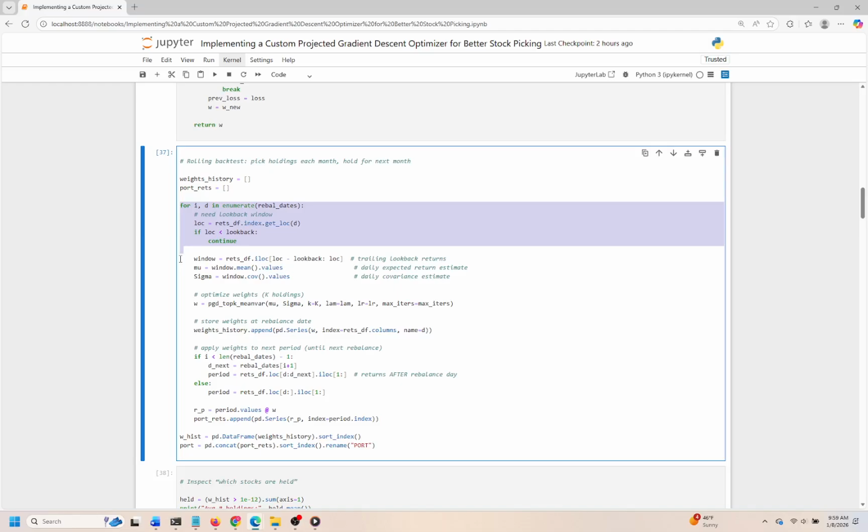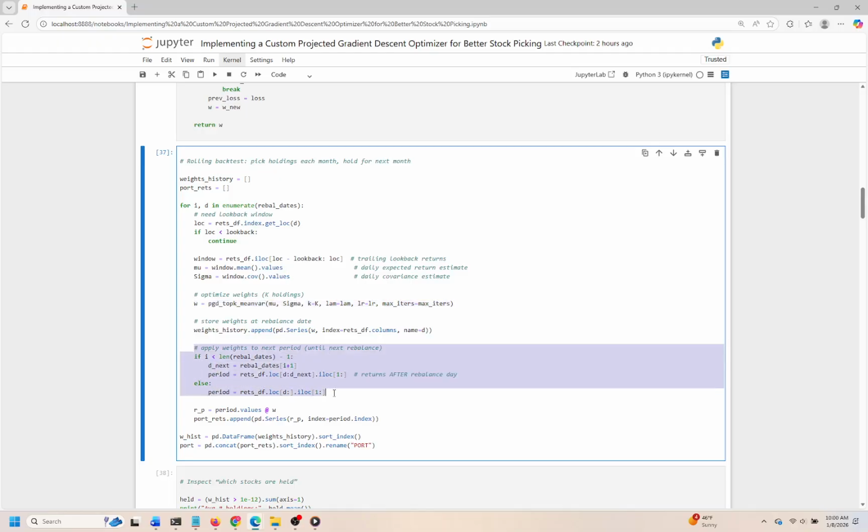Next, we use a function to optimize the weights based on these expected returns and the covariance matrix, targeting a specified number of top holdings. This optimization process is essential because it aligns our portfolio with the best potential opportunities while managing risk. The optimized weights are then recorded for the rebalance date. Following this, we apply these weights to the returns of the chosen assets until the next rebalance. If we're at the last rebalancing date, we capture all subsequent data.